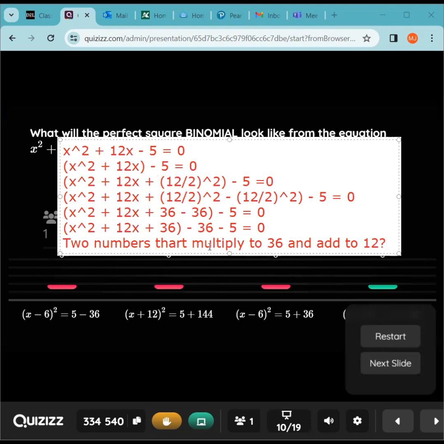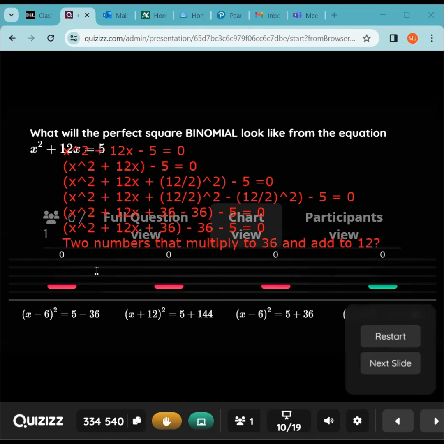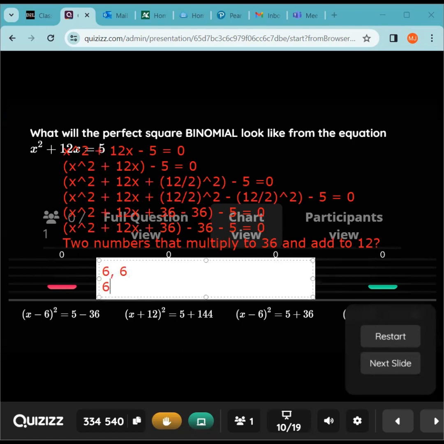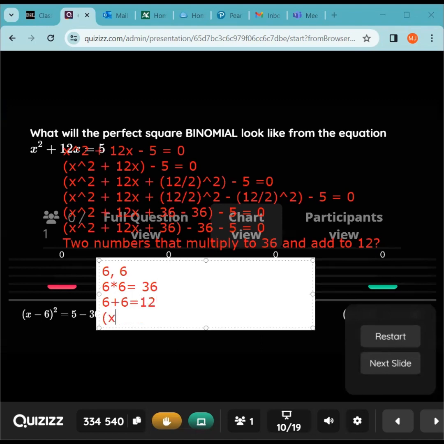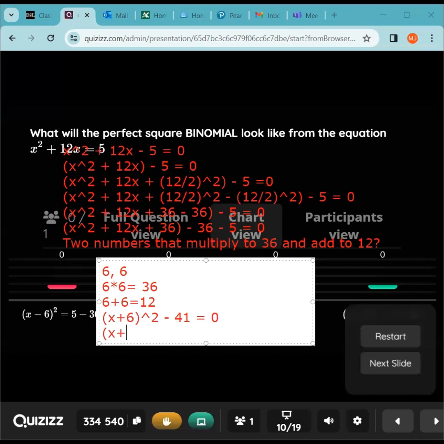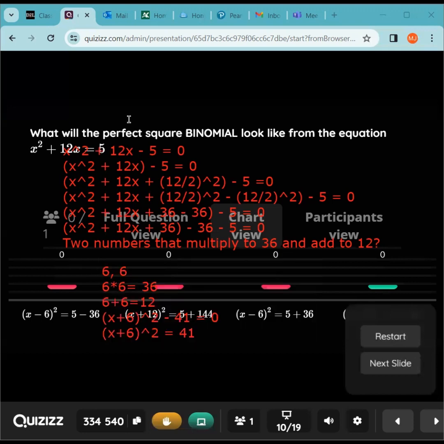Let's figure that out here. That'll be 6 and 6. 6 times 6 equals 36. 6 plus 6 equals 12. So now we have x plus 6 squared minus 41 equals 0. Same thing, x plus 6 squared equals 41. So that'd be the answer there. That's how you would complete the square.